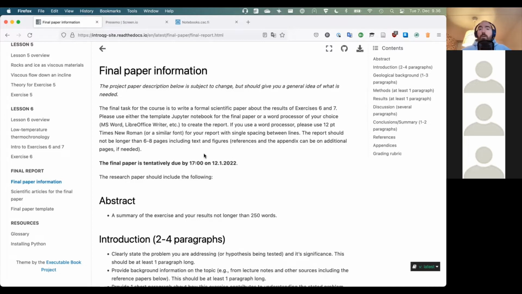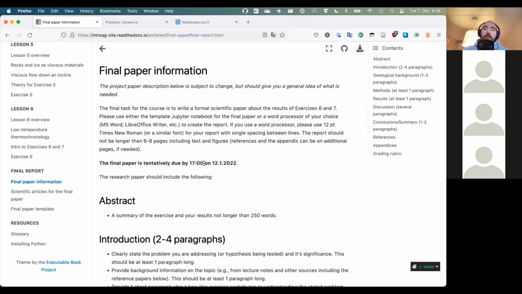Yeah, basically the idea is to write a scientific paper style report on the results you produce in exercises 6 and 7. For this, you can either use a Jupyter Notebook template, I'll show you that in just a moment, or you can use some kind of word processor like Microsoft Word or LibreOffice Writer, or whatever you prefer, to create the report. If you use Word or something like that, then there are some suggestions here to use 12-point font, single spacing, and the report length should be not longer than 6 to 8 pages, including text and figures.